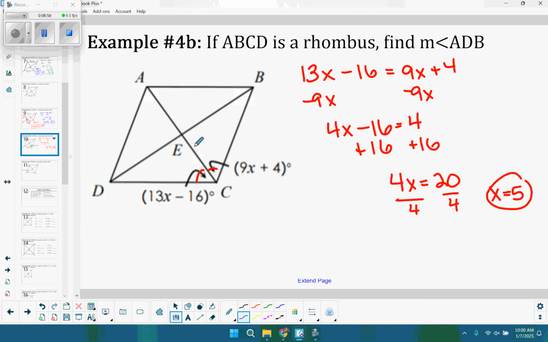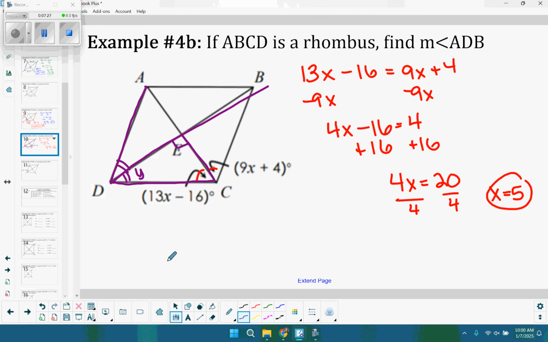This time they want us to find angle ADB. So just this piece. This piece is the same as this piece. And this piece is part of a right triangle. So I can say this angle, which I know x for, plus 90 plus that angle would equal 180.